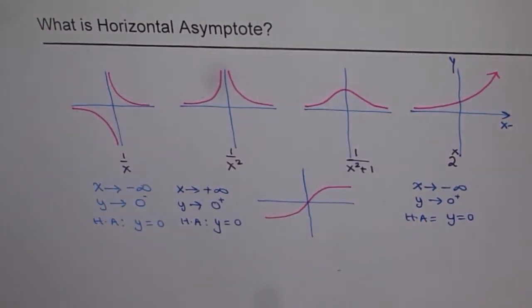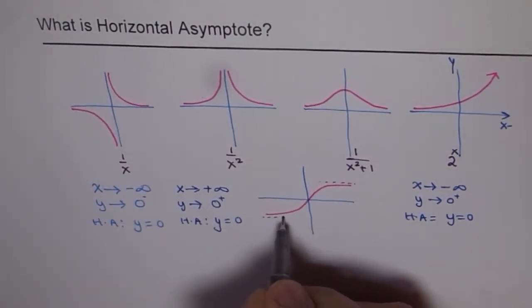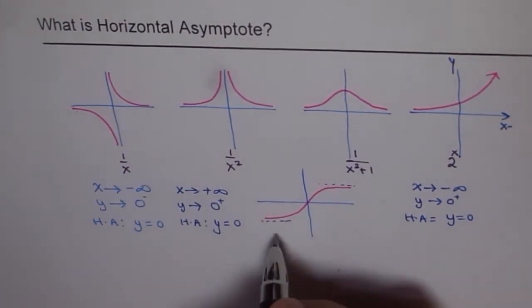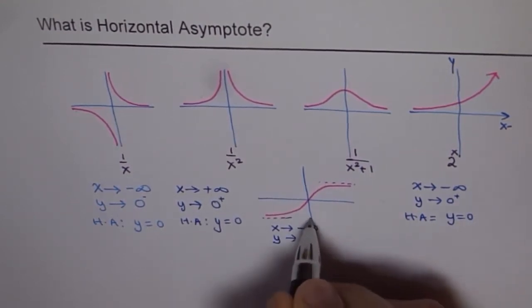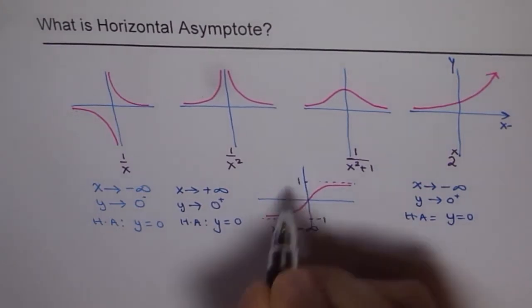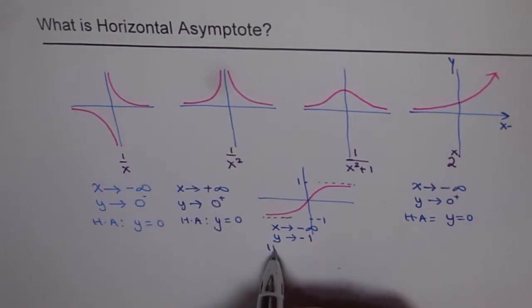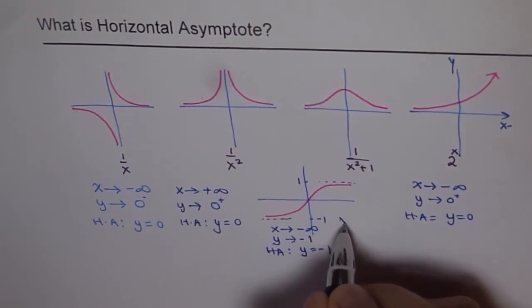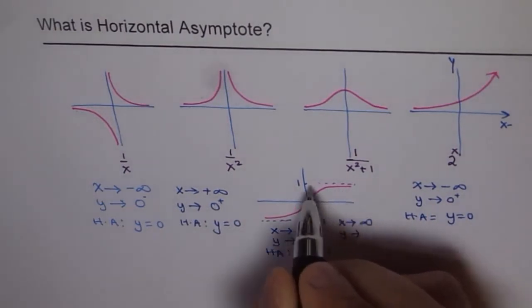In this particular case, you will find that the function is approaching different values. For example, this function may be approaching plus 1 when x approaches infinity and minus 1 when x approaches minus infinity. So here, when x approaches minus infinity, y approaches, let us say this value is minus 1 and this is plus 1. So y approaches minus 1. In this case, your horizontal asymptote will be y equals minus 1. But when x approaches plus infinity, y also approaches a different value, which is 1.